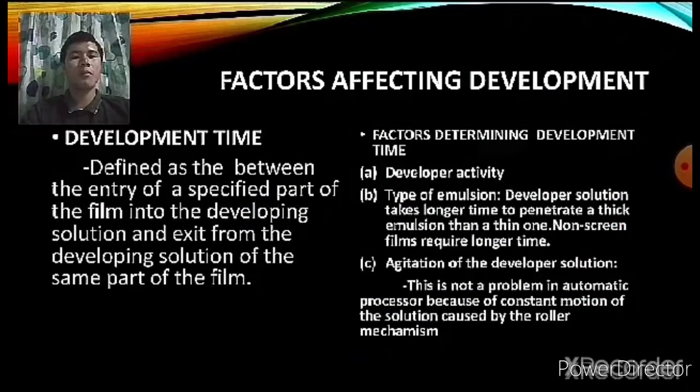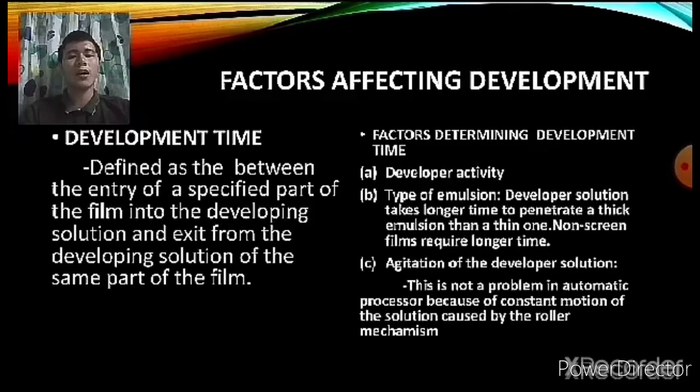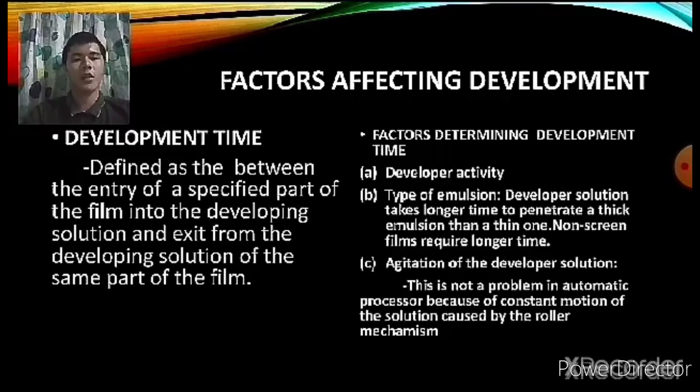Factors affecting development. Development time. Defined as the time between the entry of a specified part of the film into the developing solution and exit from the developing solution of the same part of the film. Factors determining development time. A, developer activity. B, type of emulsion. Developer solution takes longer to penetrate a thick emulsion than a thin one. Non-screen films require longer time.